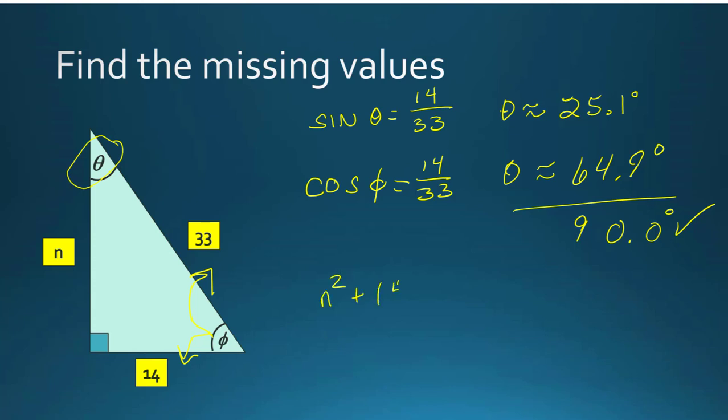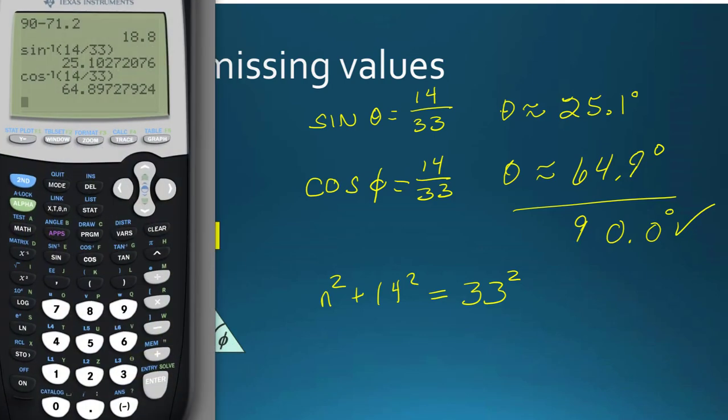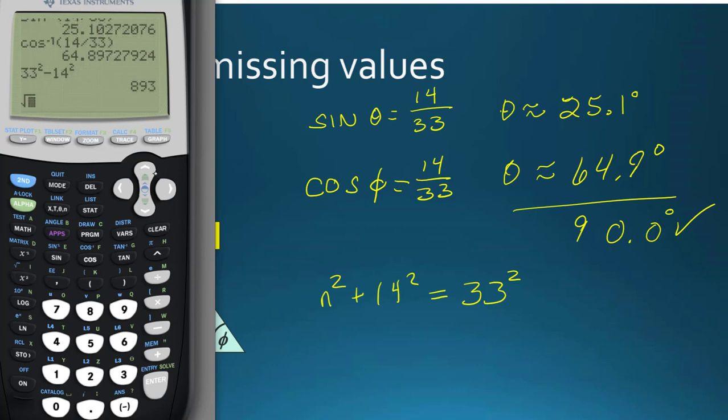This seems not as hard as the other ones. n squared equals 33 squared. Maybe that's just because it had the picture already drawn for us, and I just like having pictures. 33 squared minus 14 squared, and then I want to take the square root of that. Can you tell I'm getting ready to stop doing these problems?